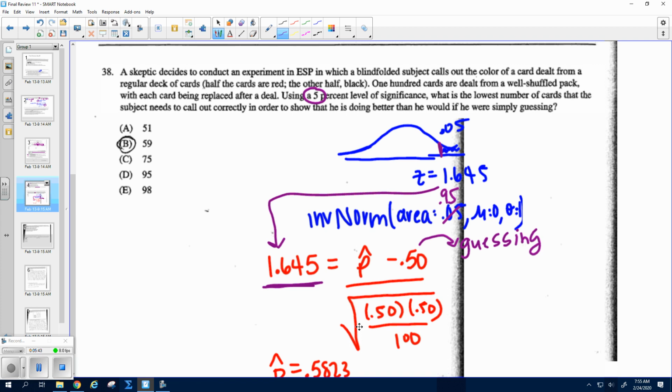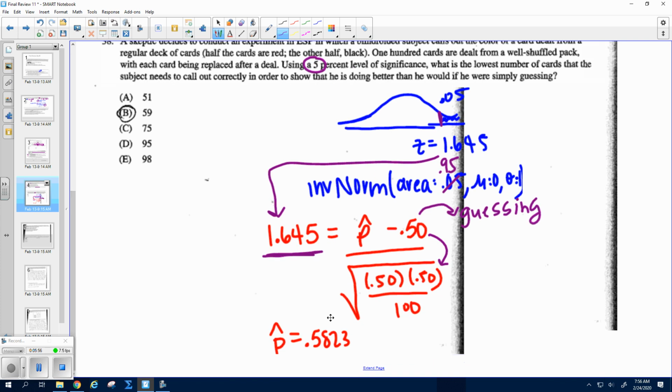And then in the denominator is your formula for standard deviation for p-hats. If you know the true p, you use it. So 0.5 times 0.5 over n, and they said to do 100 cards. So solve for that, and you get a p-hat of 0.5823. So out of 100 cards, you need to get at least 59 right to prove that you're doing better than just guessing.